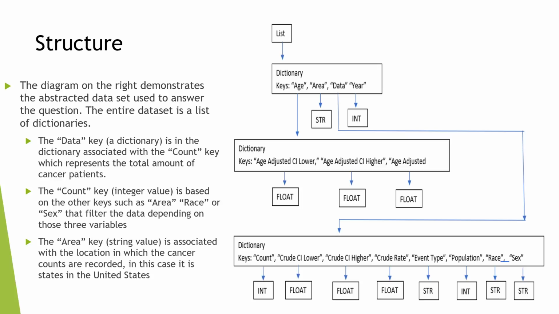The data key is the dictionary which is associated with the count, which represents the total amount of cancer patients. The count is based on other keys such as area, race, or sex, which filter the data depending on those 3 variables, whether or not the area would be state in the United States, race would be black, white, or Hispanic, or all races, and sex would be male or female. The area key, which is a string value, is associated with the location in which the cancer counts are recorded. In this case, it would be in the states of the United States.